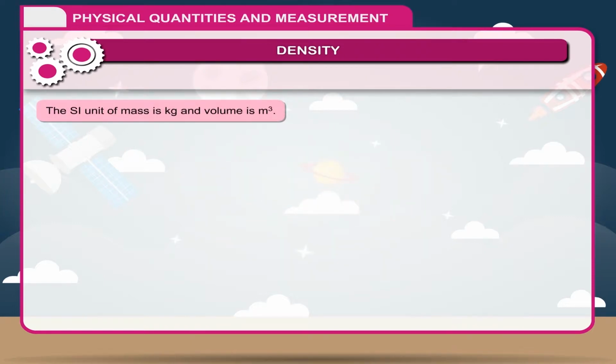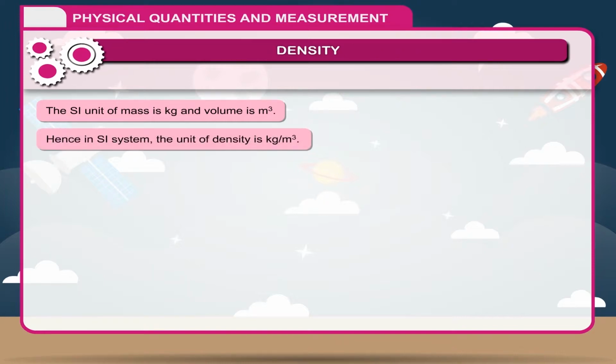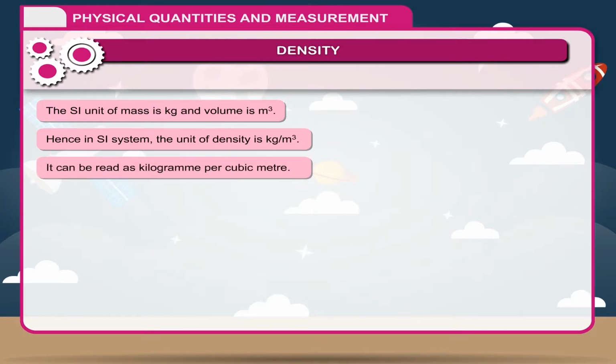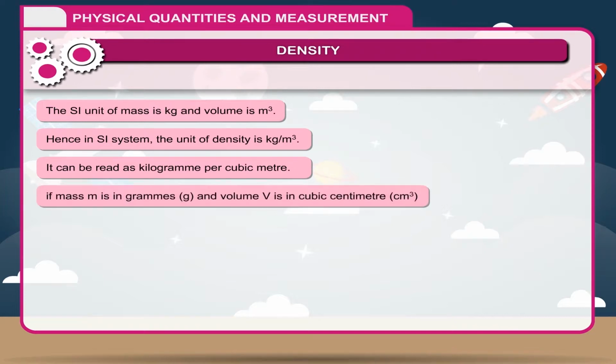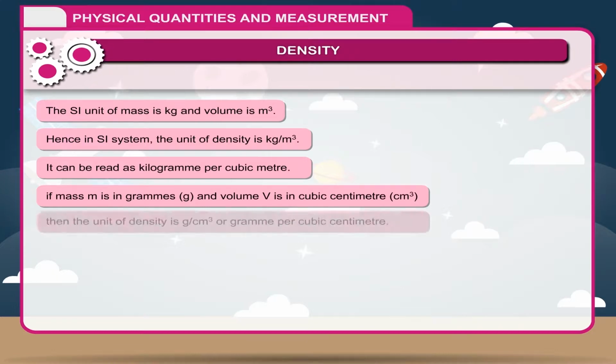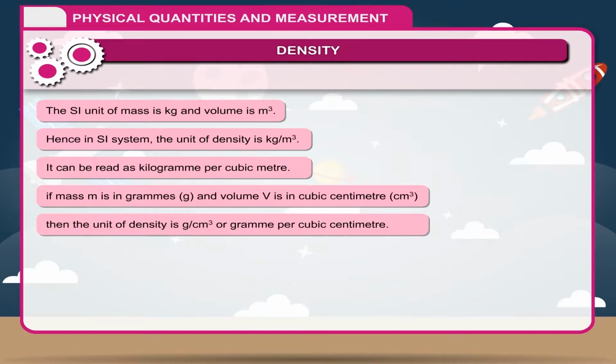The SI unit of mass is kilogram and of volume is meter cube. Hence, in SI system, the unit of density is kilogram per meter cube. It can be read as kilogram per meter cube. In small units, if mass M is in grams and volume V is in cubic centimeter, then the unit of density is gram per centimeter cube or gram per cubic centimeter.